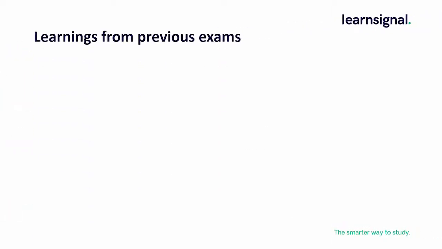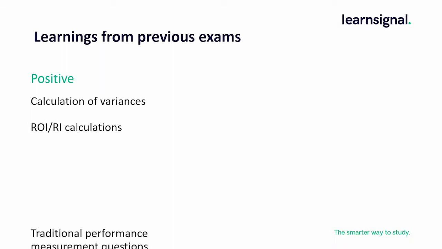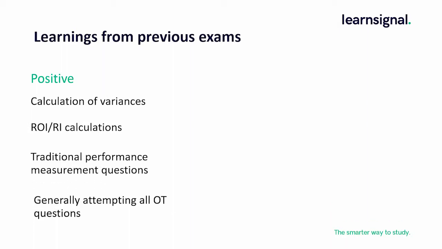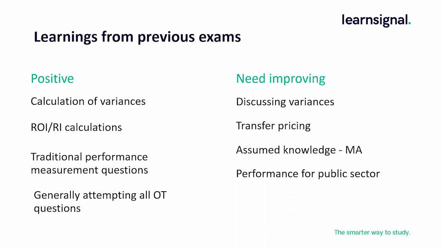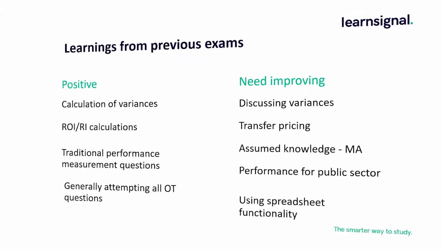Some of the best ways to pick up marks in an exam is to learn from what students did well and not so well in the past. General areas where students are performing well include calculation of material usage, mix and yield variances, ROI and RI calculations, traditional performance measurement questions, and attempting all objective test questions. General areas for improvement include discussing variances in relation to managers' performance, transfer pricing, bringing forward management accounting knowledge such as flex budgeting, discussing performance in a public sector context, and using the functionality of spreadsheets such as basic formulae.